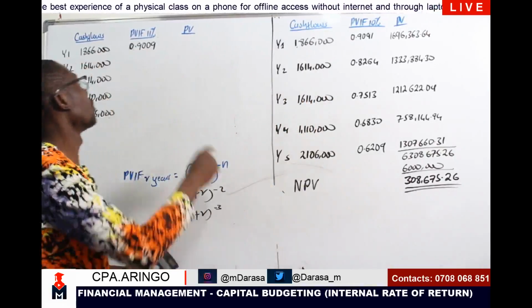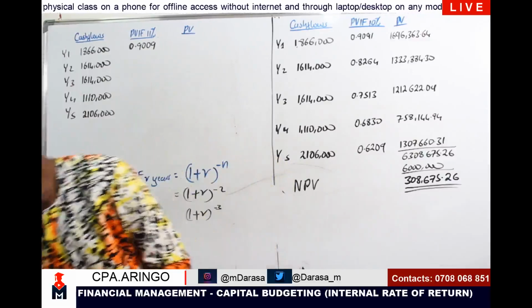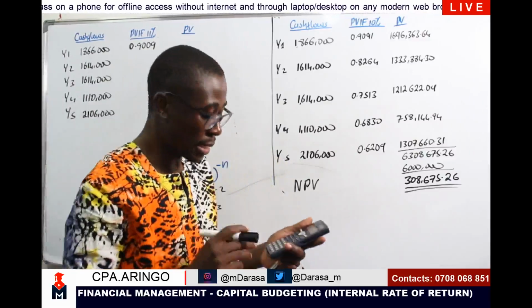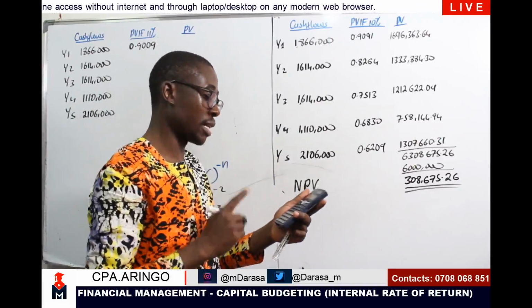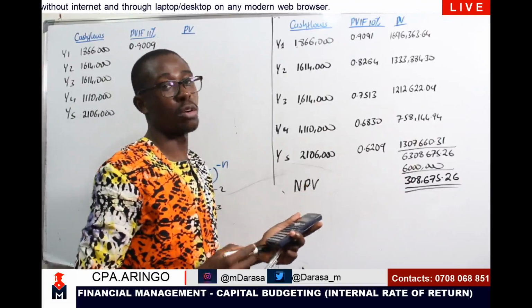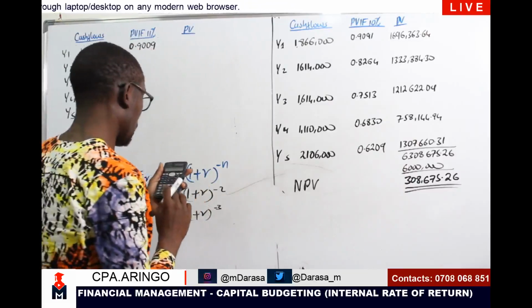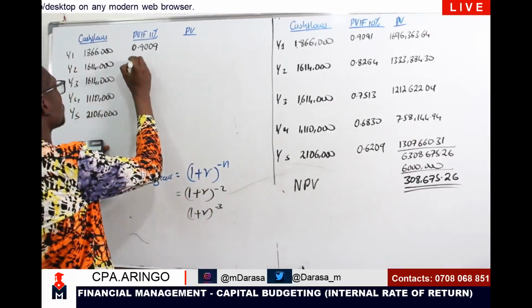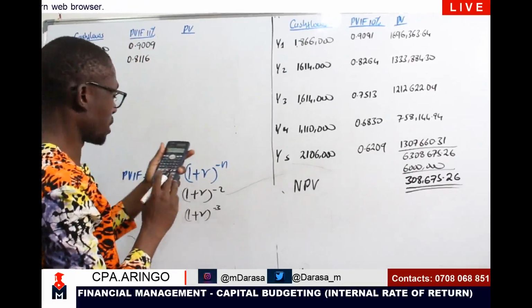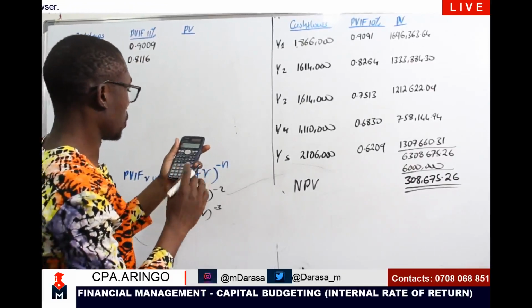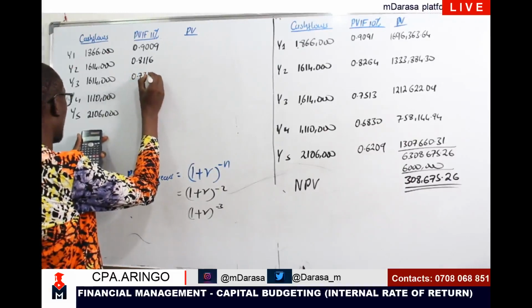Once you determine your present value interest factor for year 1, if I want to determine it for year 2, it will be very simple. With my answer, I just divide by 1 plus r, which in this case is dividing my answer by 1.11, because our r here is 11%. So that should give us a figure of 0.8116. Continue the same case, divide by 1.11 to give us 0.7312.